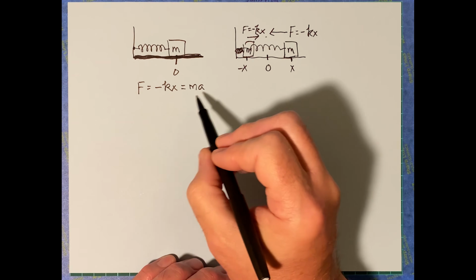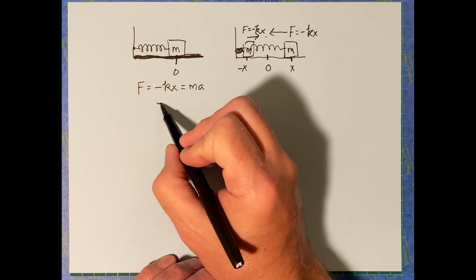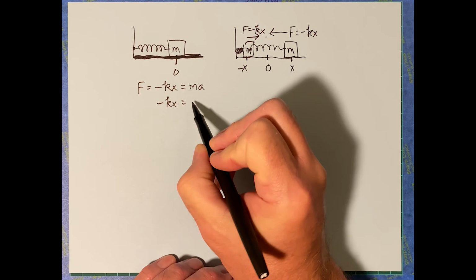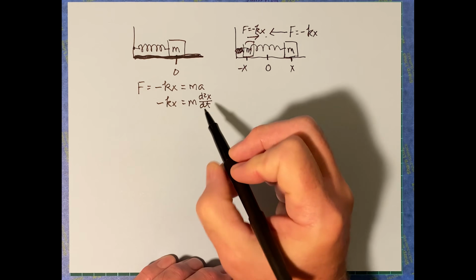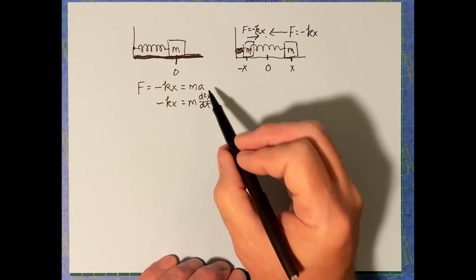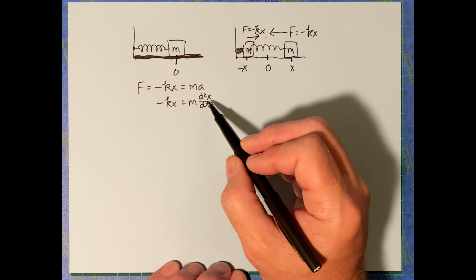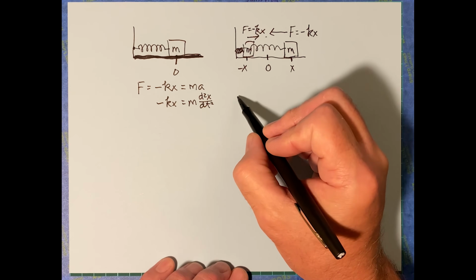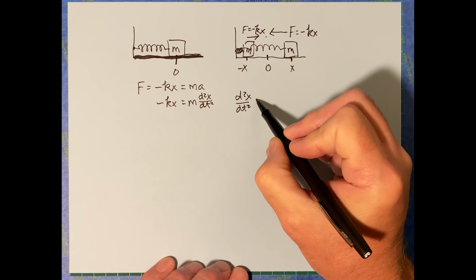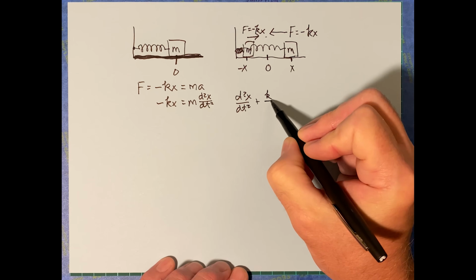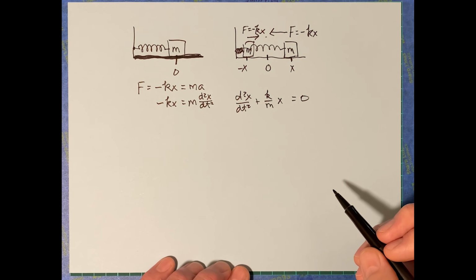All right, well, you may not recognize this, but this is a second order differential equation. Minus Kx is equal to mass times d squared x dt squared. So the acceleration is the second derivative of the displacement here. All right, well, we could rearrange the terms here. d squared x dt squared plus k over m x equals 0.